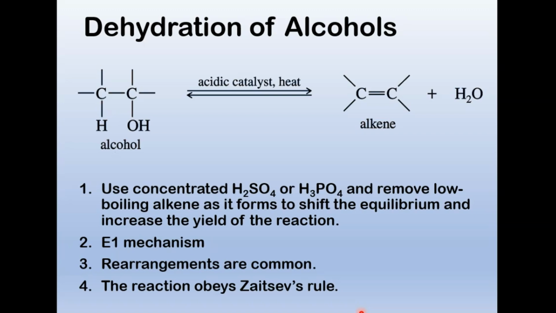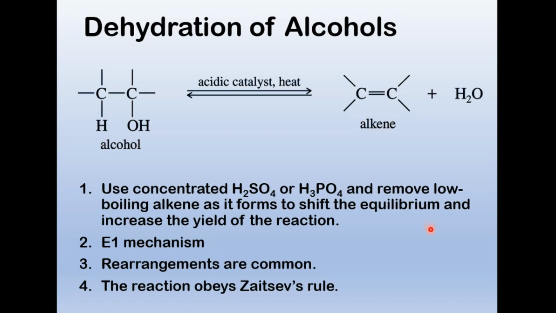So here's a new concept. At the beginning of this chapter, we looked at how you can make an alkene, and it was by elimination reactions on alkyl halides. So here is another way to form an alkene called dehydration of an alcohol. So here's an alcohol, and it says acid catalyst and some heat, and you form an alkene. So in 2 weeks, you get to do this in lab. And it says to use concentrated sulfuric or phosphoric acid and remove the low boiling alkene as it forms due to Le Chatelier's principle.